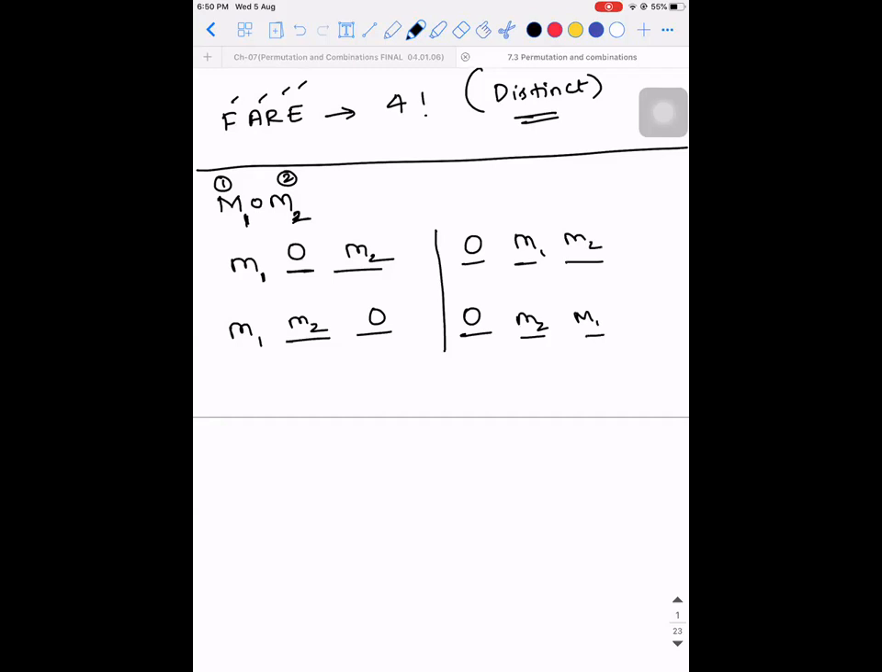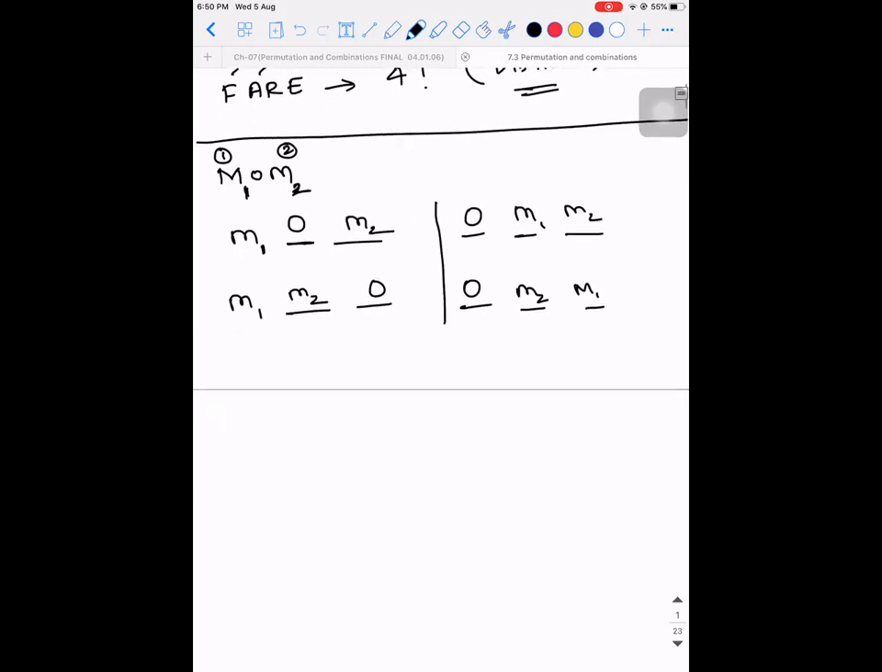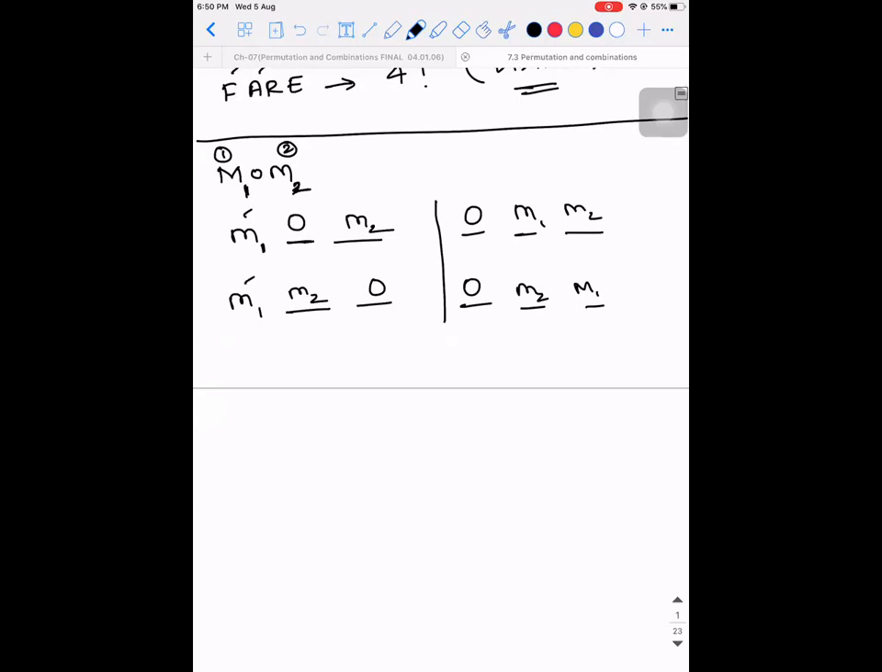If I treat them as distinct objects, am I right? M1 and M2 are distinct objects. Then what can I do? Here I kept M1 fixed. Now I can keep M2 fixed. This will be OM1, this will be M1O. Are you guys clear with this point? So in the word mom, if the first M is taken as M1 and the second M is taken as M2, these are all the ways I can write. But in all these ways, what are all the same things? M1 and M1 or M2.